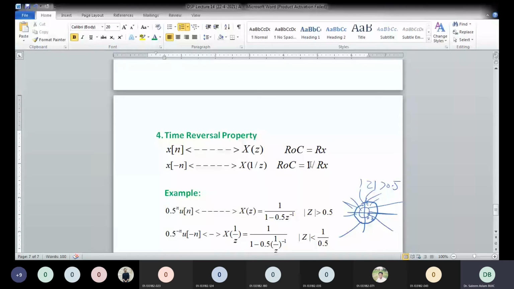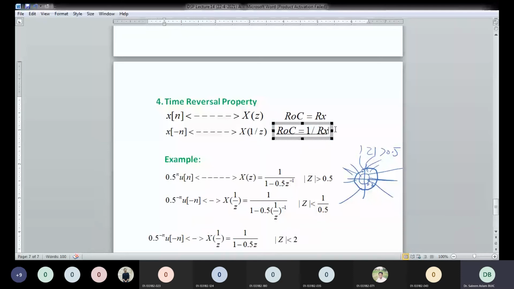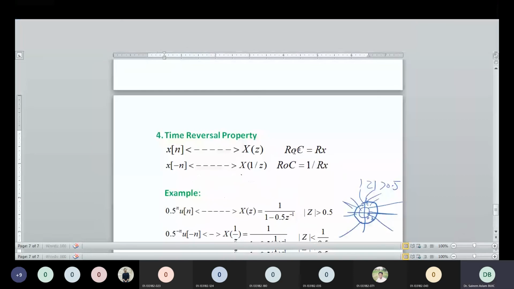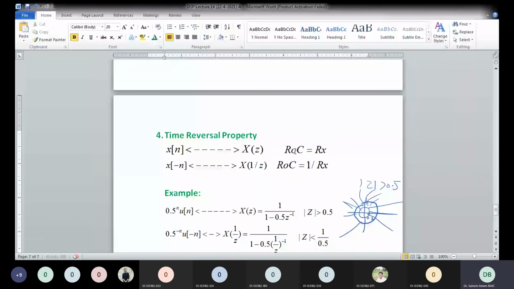But आपकी यहाँ पे लिख दें कि ग्रेटर लेस में हो जाएगा. How I can write? Your ROC will be 1 by Rx, but आपका अगर सीक्वेंस राइट हैंडेड है तो वो लेफ्ट हैंडेड होगी, उसके बाद उसका ROC 1 by Rx होगा. ठीक है, जैसे Z mod ग्रेटर देन 0.5 था तो वो Z mod लेस देन 1/0.5 हो जाएगा. ठीक है, तो आपकी जो कंडीशन है ग्रेटर की वो भी रिवर्स हो जाएगी और आपके पास जो रीजन ऑफ कन्वर्जेंस है वो भी 1 by Rx हो जाएगा.